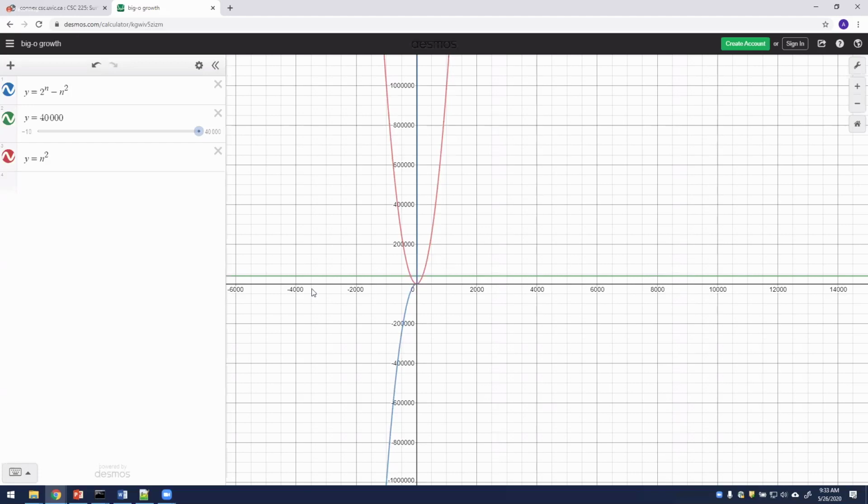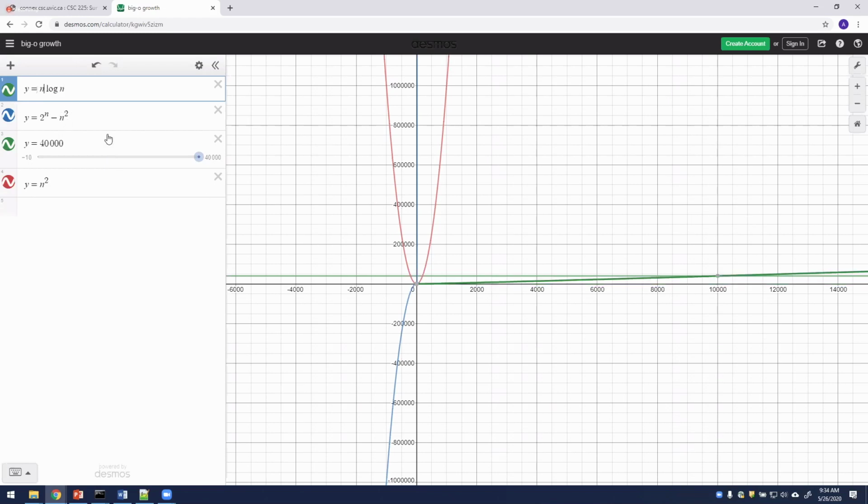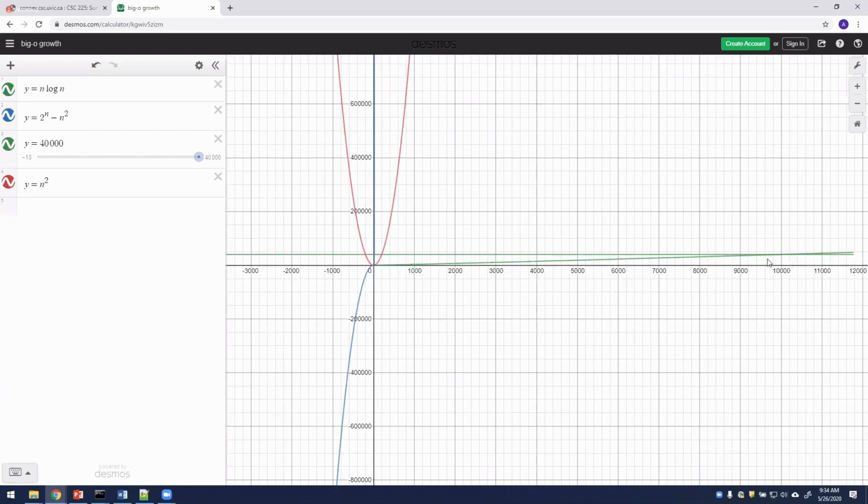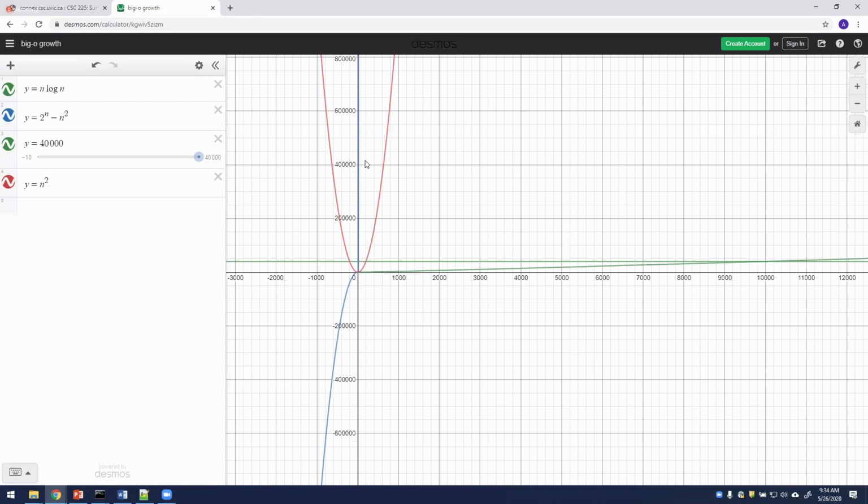At 40,000, it looks actually pretty good. And so again, that's what I wanted you to think about in the long term: which of these, so again, log n, we can't even see it. It's so far to the bottom, and n log n, again, is another curve that eventually surpasses the 40,000, but it's nowhere near the n squared or the 2 to the n.